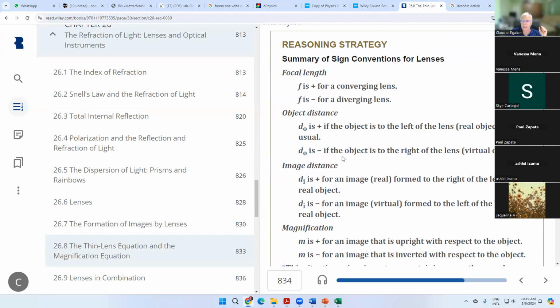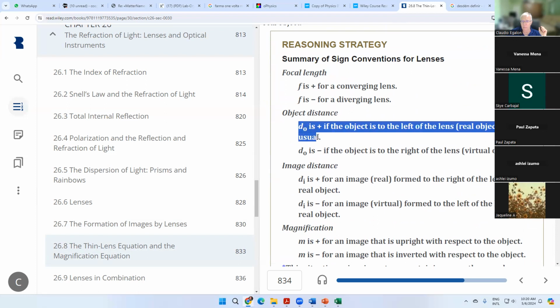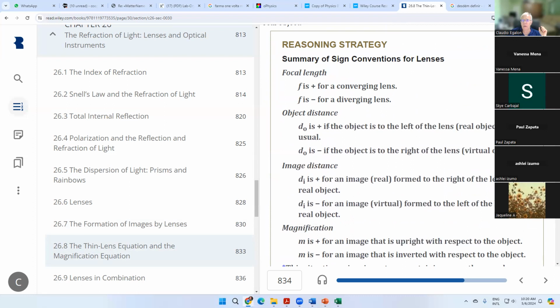And D naught is negative if the object is to the right of the lens. It's possible to have a virtual object, but we're not going to cover that here. So let's stick to the simpler case, in which the object is a real object.